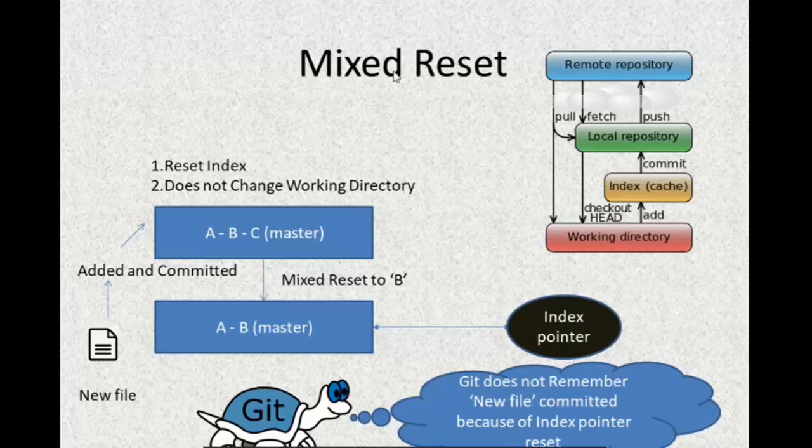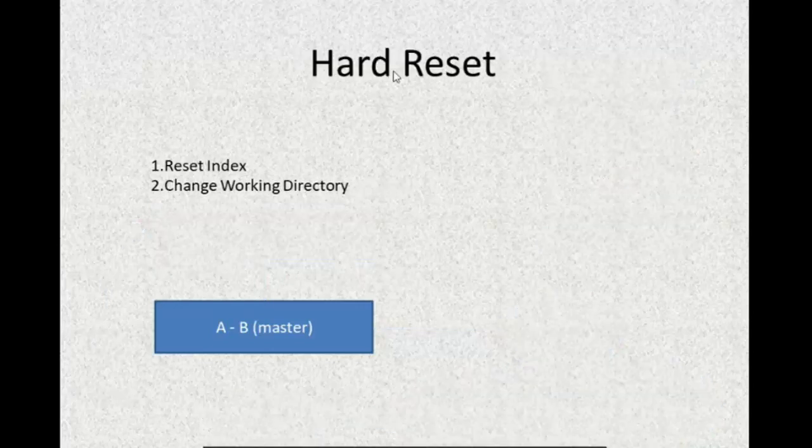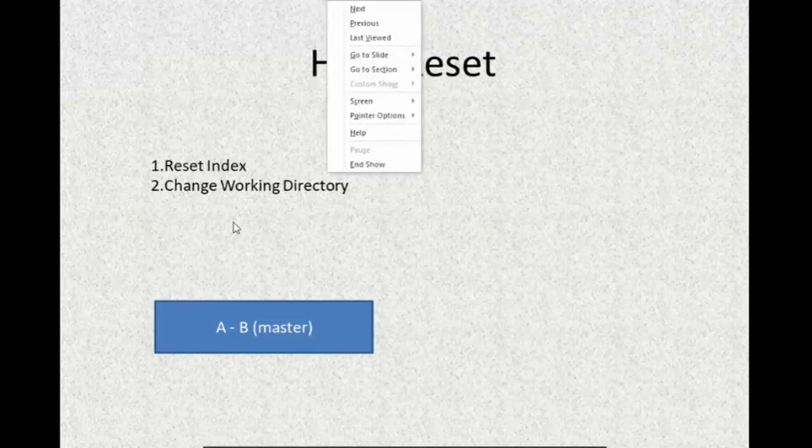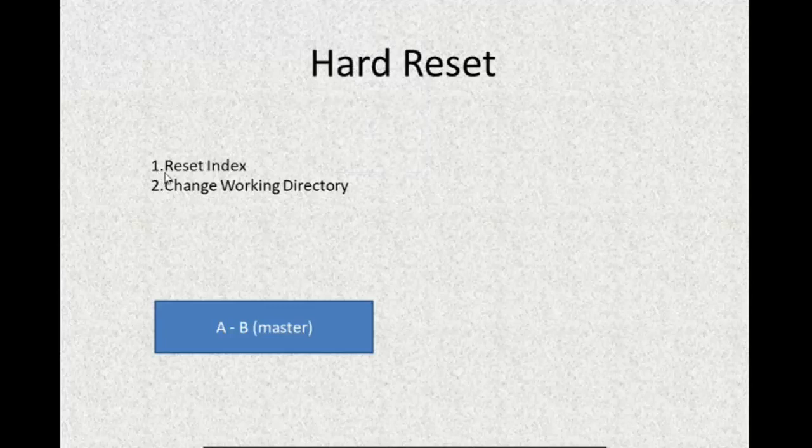Now the last reset that remains is the hard reset. So what is the difference here from mixed reset? Here it will perform similarly to mixed reset. It will reset the index, but also another thing, it will change the working directory also. So all the changes will be overridden by this branch head location.